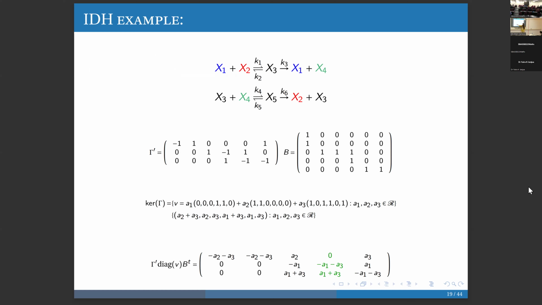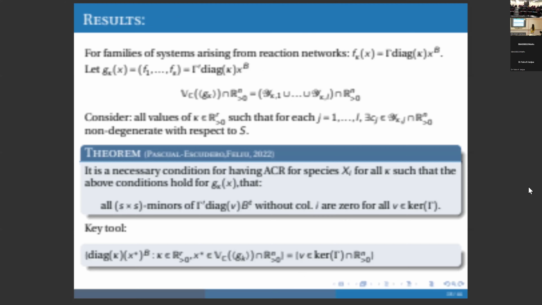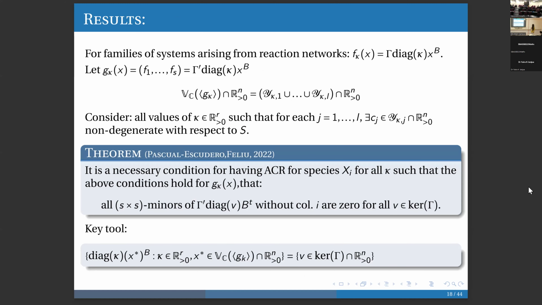I don't know if you can see where I am. Okay. So I am parameterizing vectors in the kernel by 3 values, A. Yeah, and then multiply by the transpose of B. This is what the theorem says. And then initially it has rank 3, but when I remove the 4th column, it has rank 2. It becomes 3 times 4 instead of 3 times 5, and the rank drops to 2.